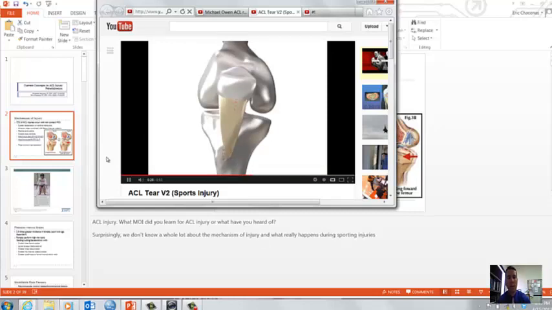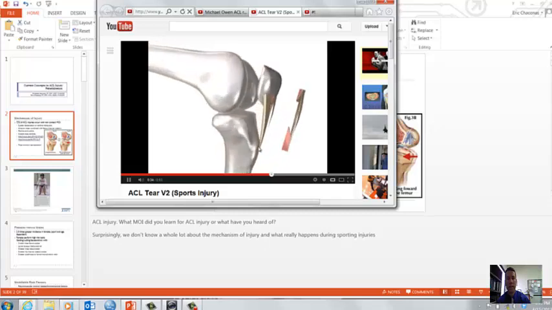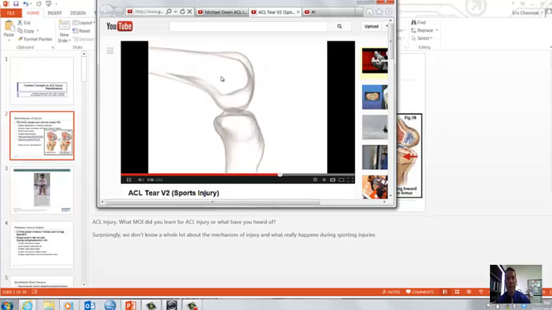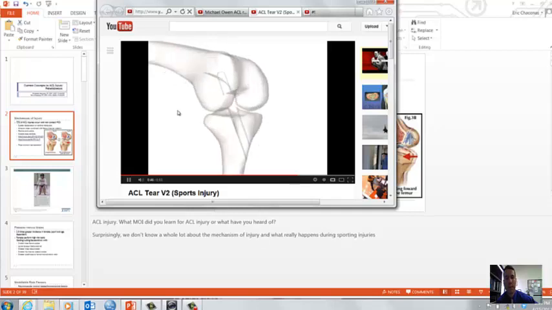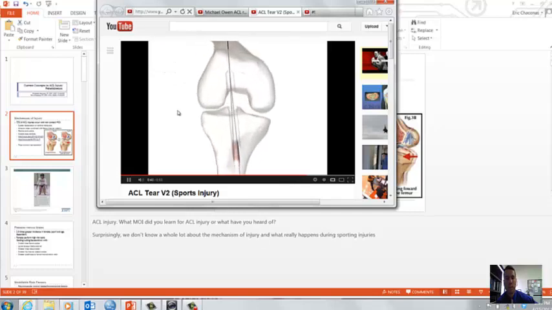And then they're just showing you the bone, tendon, bone, so the patella tendon graft that's going to go into the femoral tunnel, tibial tunnel, and be sutured into place.